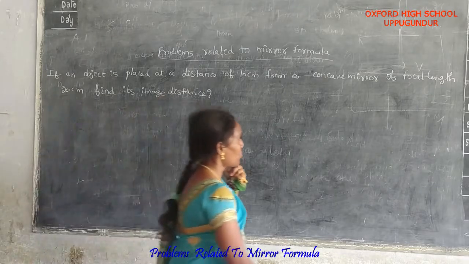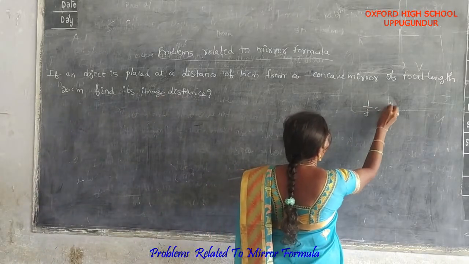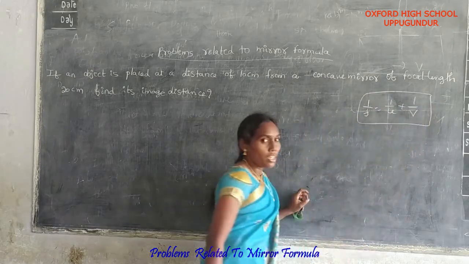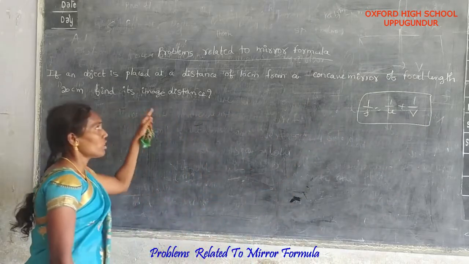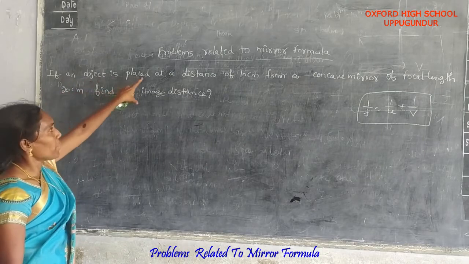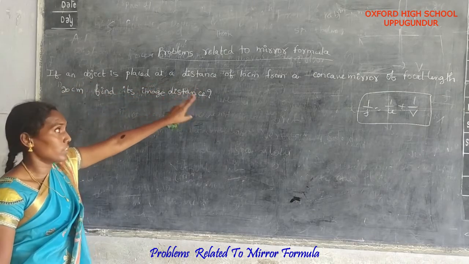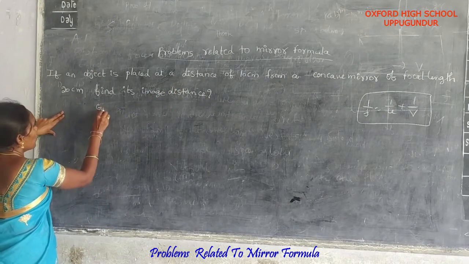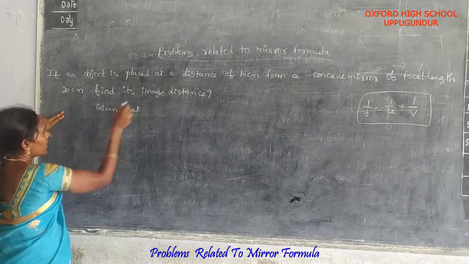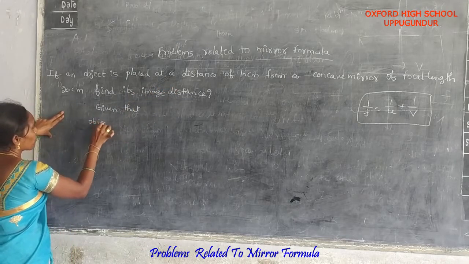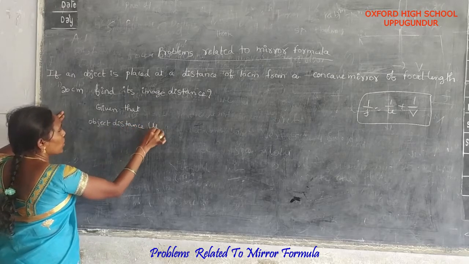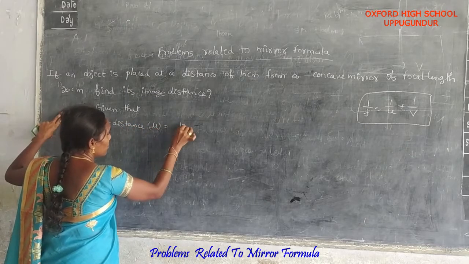What is the mirror formula? Mirror formula: 1 by f is equal to 1 by u plus 1 by v. By using this formula, we have to solve the given problem. If an object is placed at a distance of 10 cm, what is given here? Object distance is given. Object distance is represented by the letter small u. Object distance is equal to 10 centimeters.